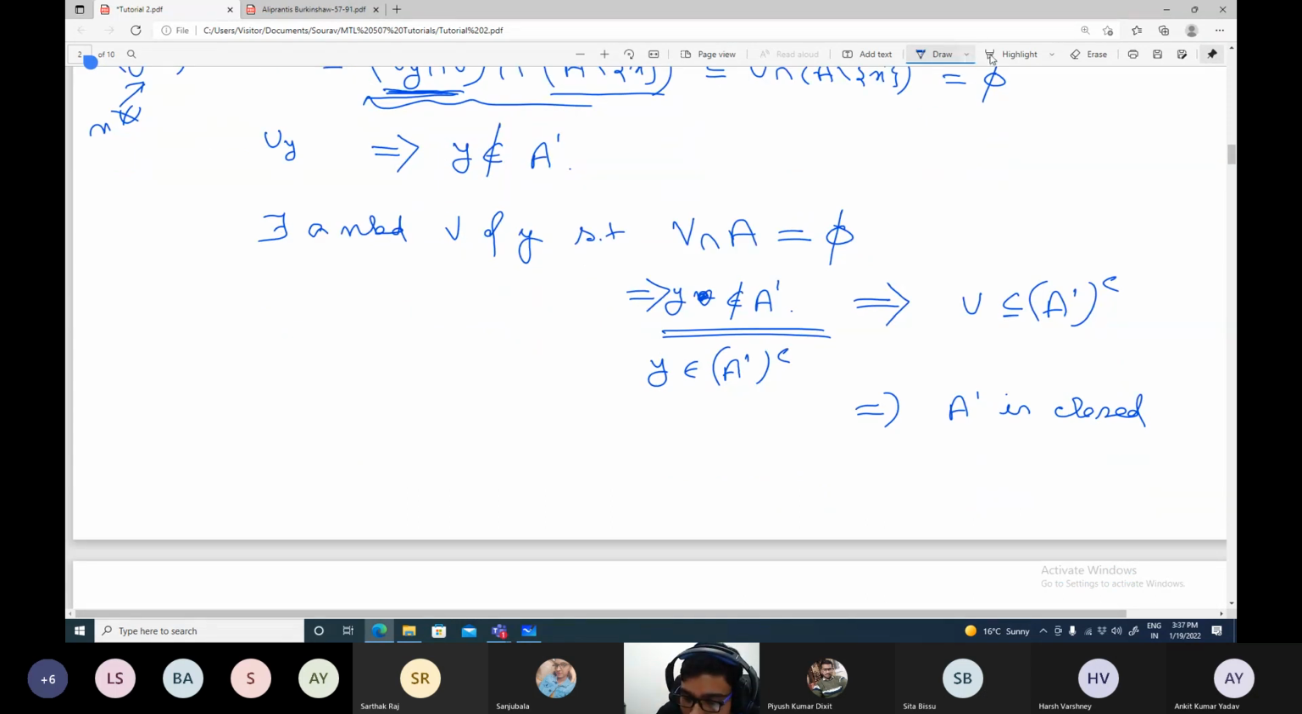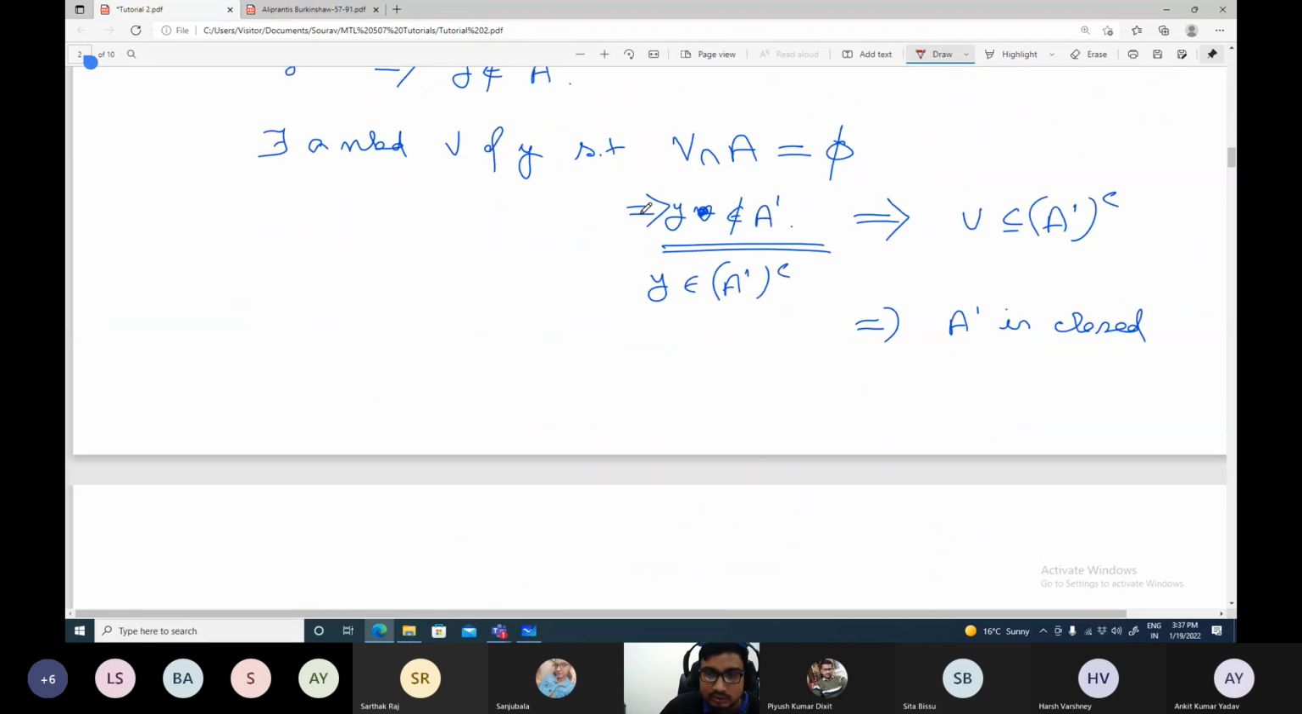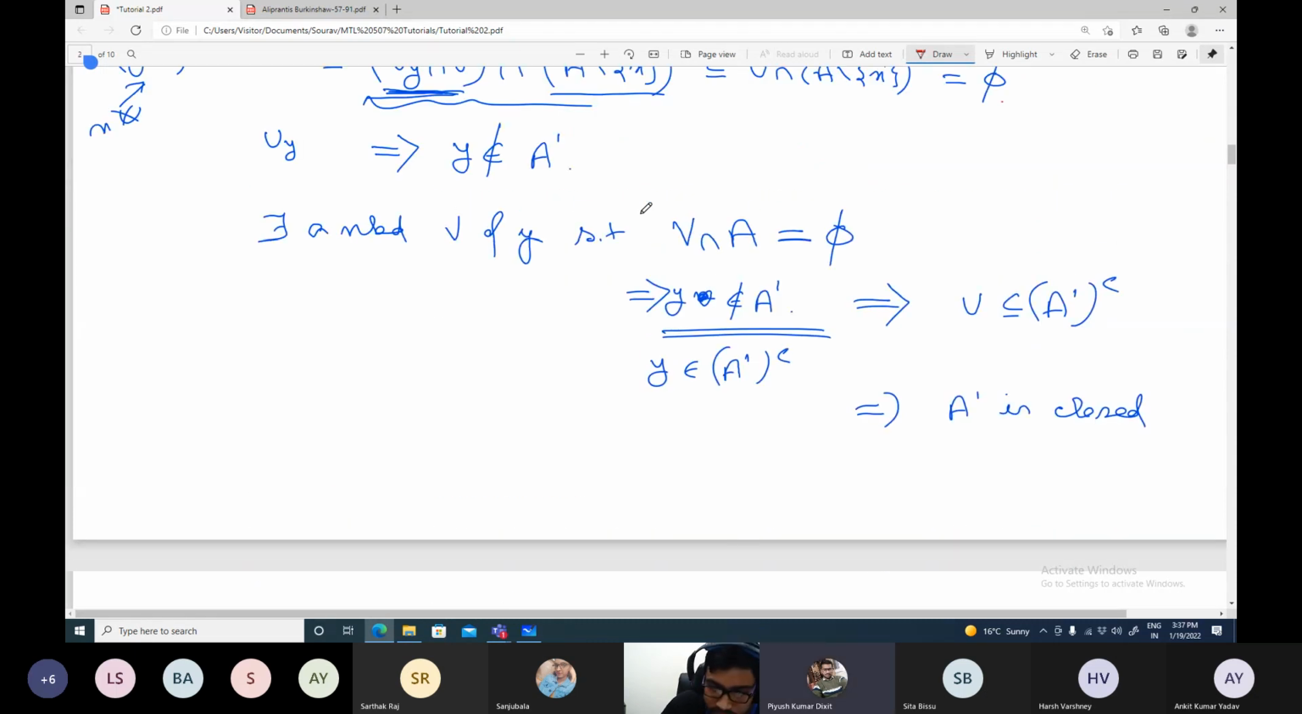So it will be more clear if I give you an example where the space is not Hausdorff. Okay, so now let's see some example where the space is not Hausdorff. Take the discrete topology where X equal to {a, b}. Suppose A equal to singleton a. Then A' is not closed. So that was not Hausdorff, so it is a counterexample. The topology is empty set, comma, X.